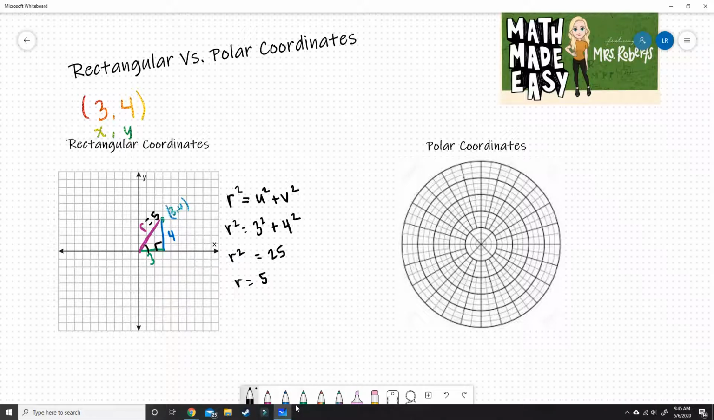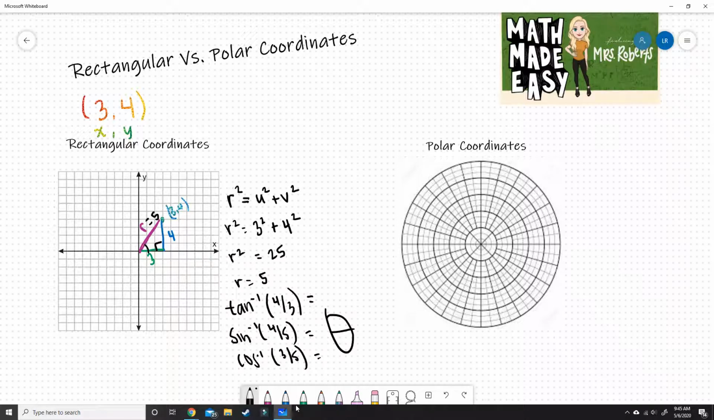Now we could figure out what this angle is. We could figure out this angle in a lot of different ways. If we were just given the (3, 4), we could have done the inverse tangent, which would have been 4 over 3. Because we know r as well, we could do the inverse sine, which is going to be 4 over 5, or we could do the inverse cosine. Any one of those things is going to get you the angle. All of those are going to give you theta.